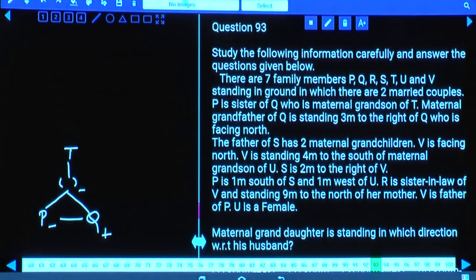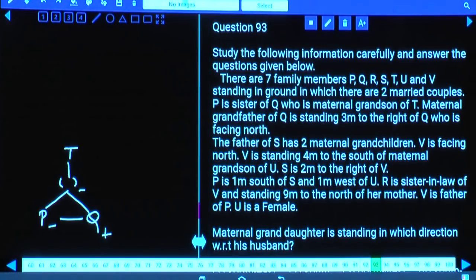Q is the maternal grandson of T. The maternal grandfather of Q is standing 3 meters to the right of Q. Q is facing north. We can take it outwards. First let us finalize this arrangement.